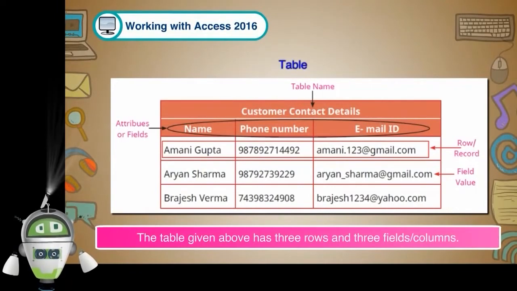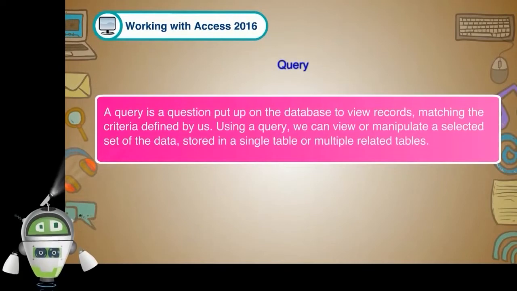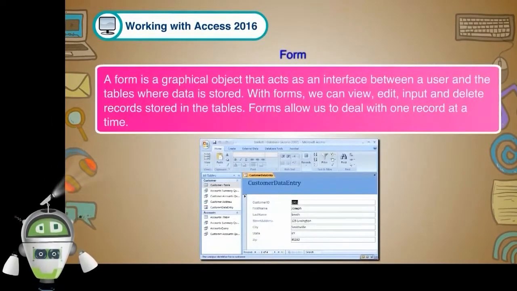the field value. Query. A query is a question put up on the database to view records matching the criteria defined by us. Using a query, we can view or manipulate a selected set of the data stored in a single table or multiple related tables. Form. A form is a graphical object that acts as an interface between a user and the tables where data is stored. With forms, we can view, edit, input and delete records stored in the tables. Forms allow us to deal with one record at a time.